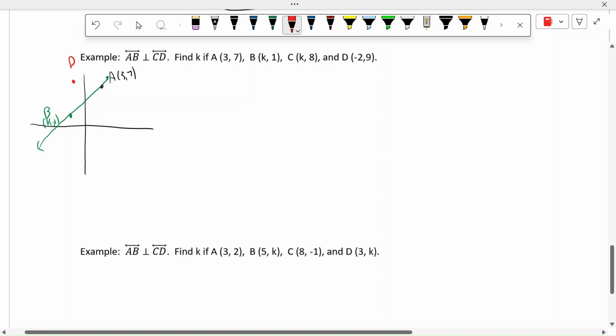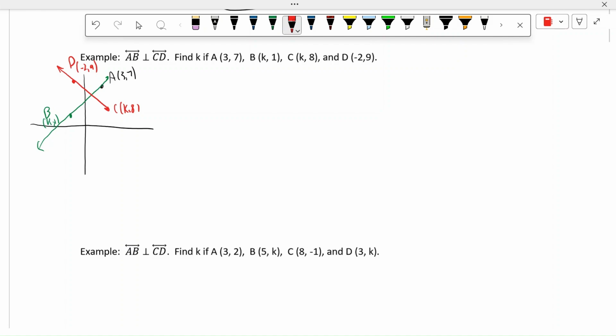So if point D is right there, point C is at k, 8. And I have to be perpendicular. So here's my attempt to try to draw this one. Point C is at k, 8. Point D is at -2, 9. And I can already see a problem with my drawing. The y value for point A is 7, and it's above the y value of 8 right there. So it's not a perfect graph, but it gives me something to look at.